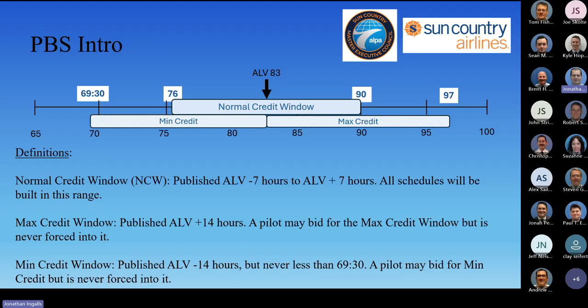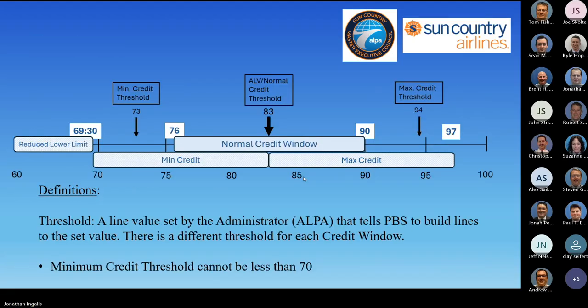So in this example, anywhere from 83 to 97. Or you could bid to go into the minimum credit window, in which case your average line value would go from 83 all the way down to 70, I believe, if my math is correct. Actually, it'd be 69, but we have a cap of 69.30 that you'll never go below when your line is published. If you were to be given a line award of 69.30, just like today, you'd still be pay protected for 70 hours, so no major changes there.